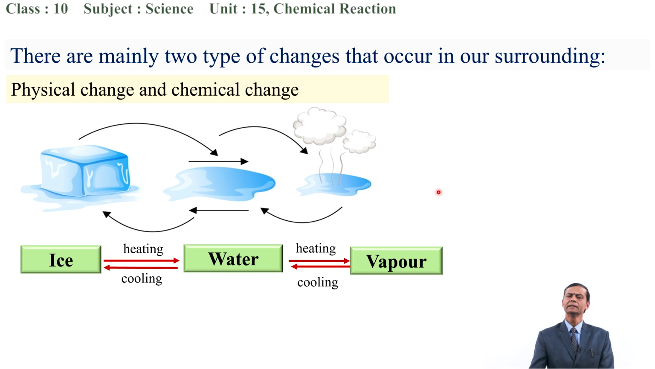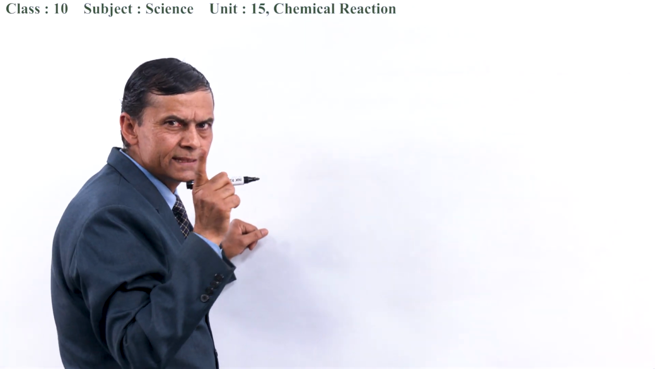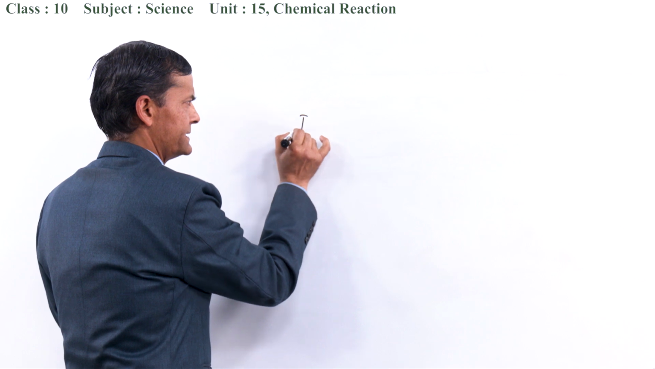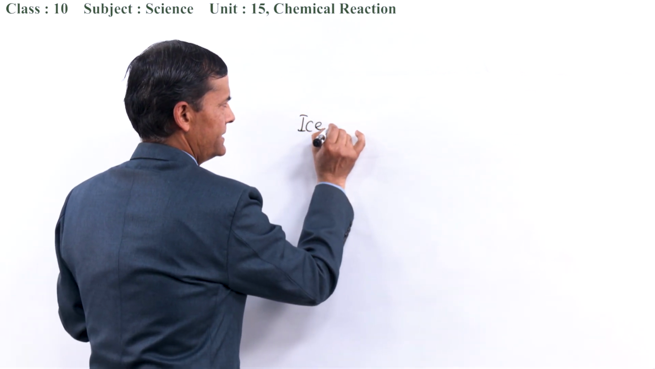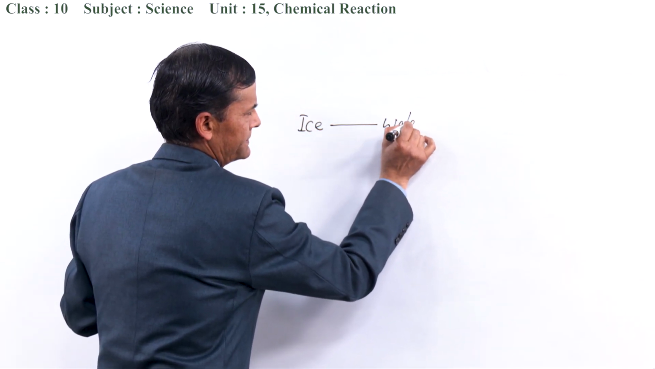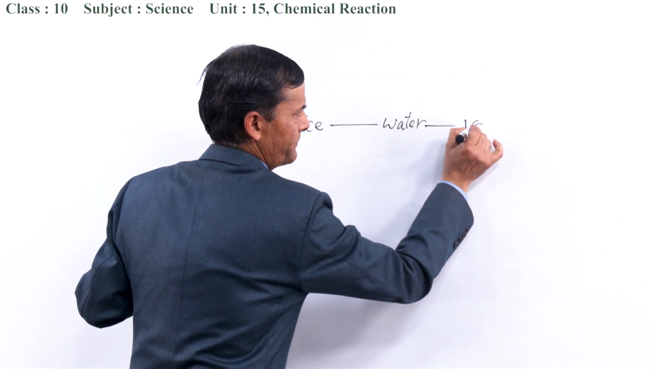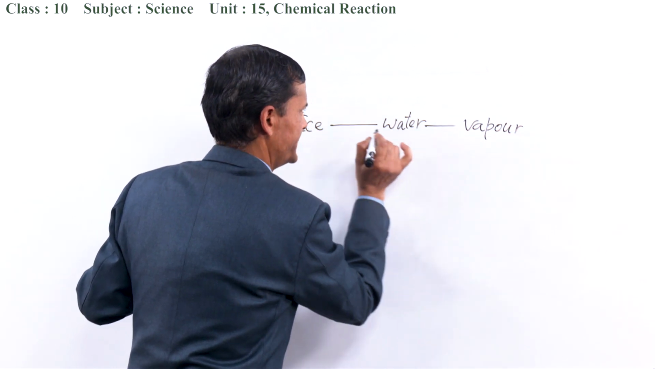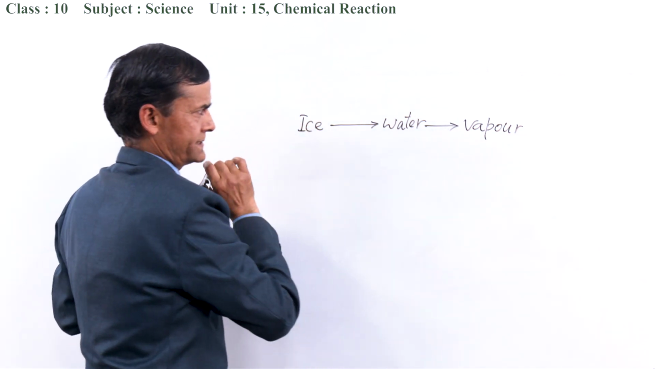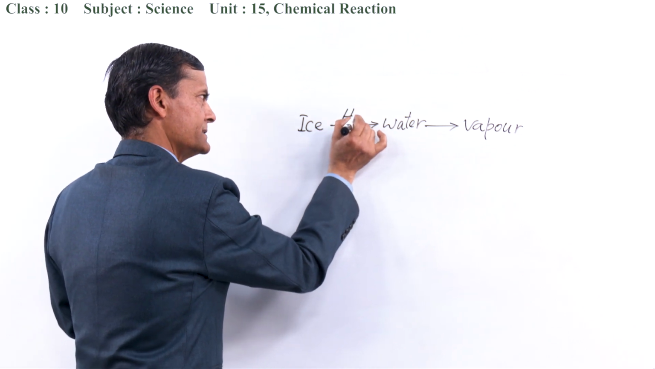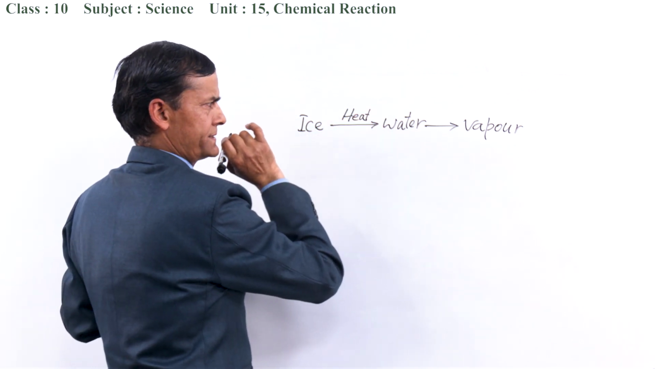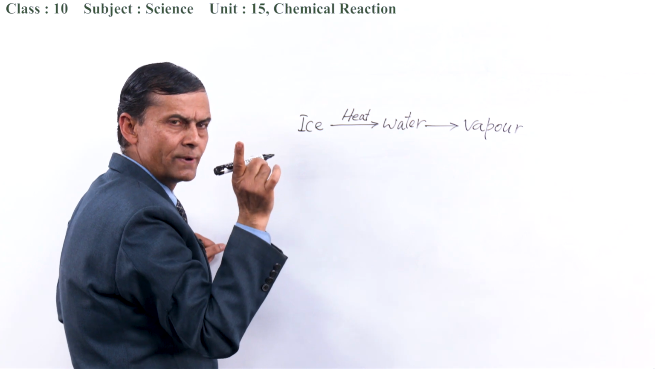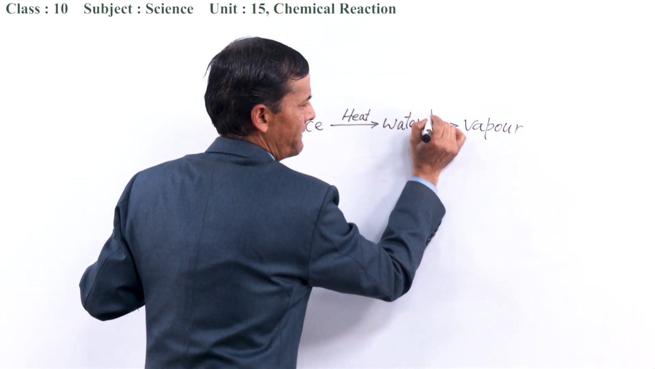So these are the three states of water: solid, liquid, and gas. Remember, water has three states, isn't it? One state is ice, another state is water, then vapor. Yes. When we heat, it changes into water. Ice is heated to change into water. Water is heated to change into vapor.